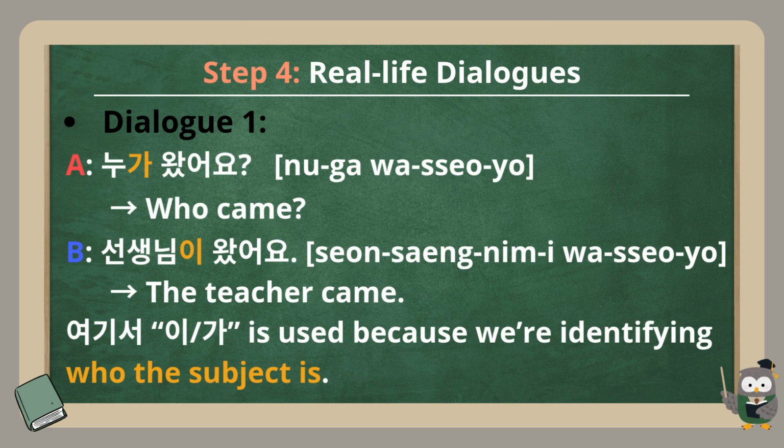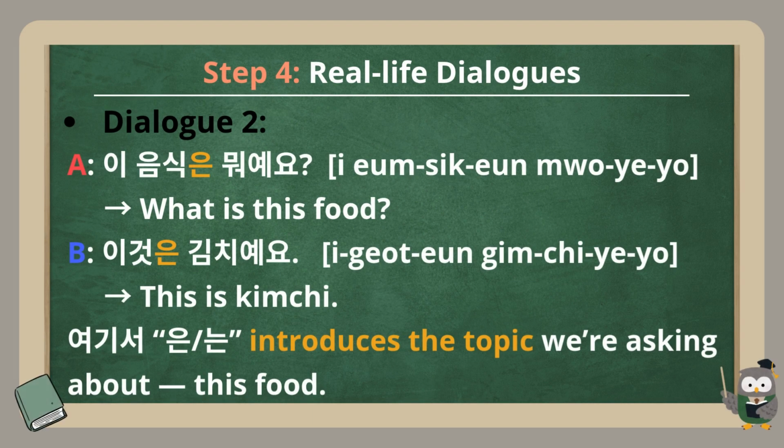Let's look at a real conversation. 누가 왔어요? Who came? The answer is 선생님이 왔어요. The teacher came. We use 이, 가 to mark the subject we're asking about. Here's another example. 이 음식은 뭐예요? What is this food? The answer is 이것은 김치예요. This is kimchi. Eun-neun is used to mark the topic. We're focusing on this food.